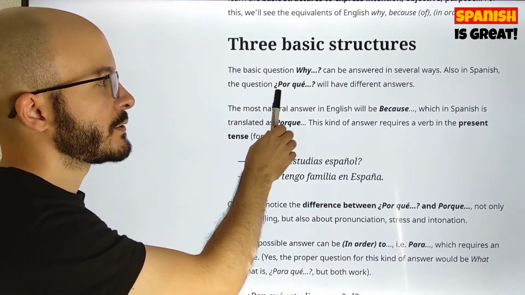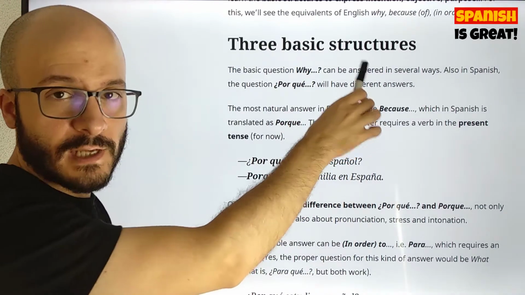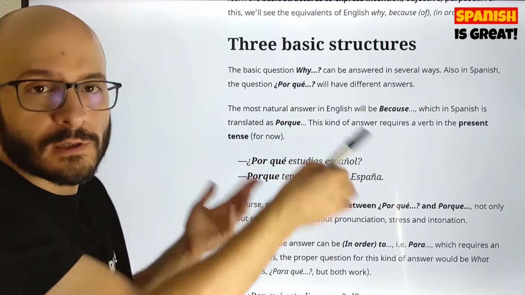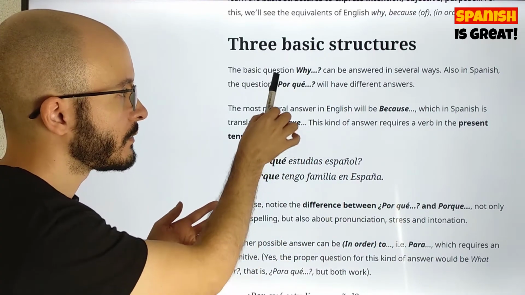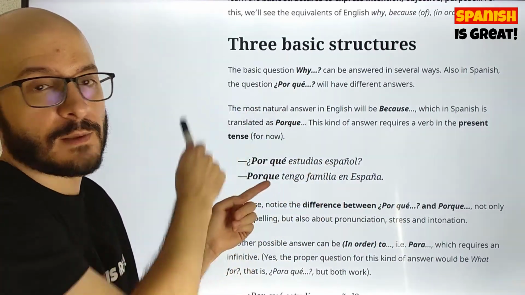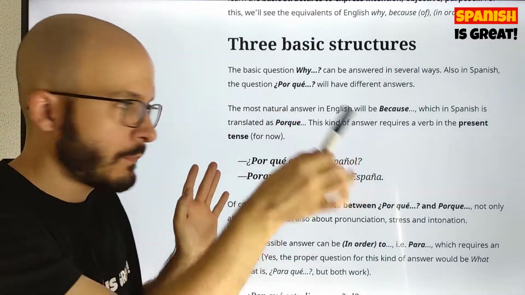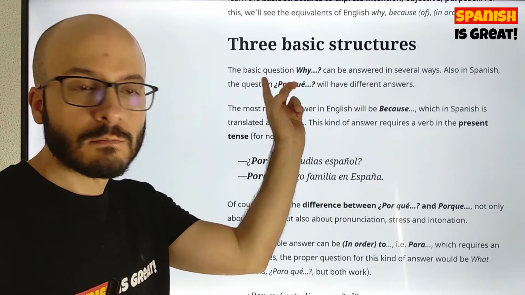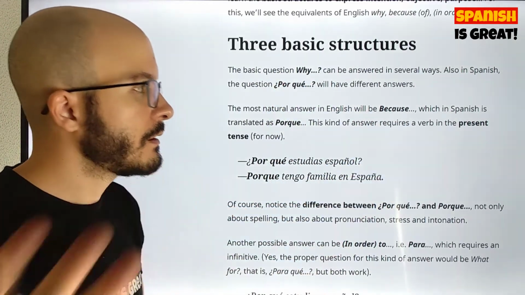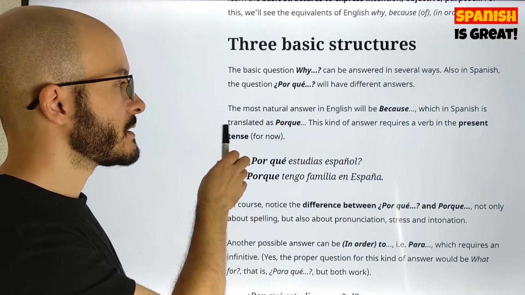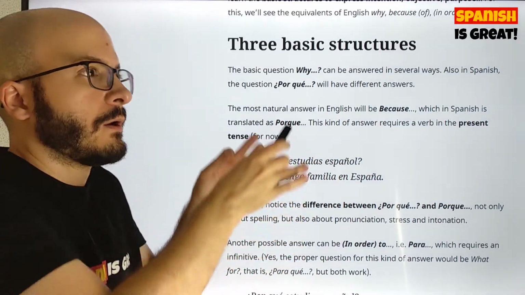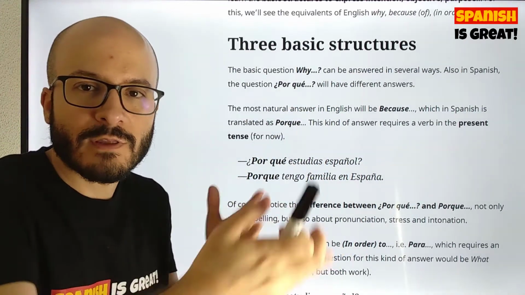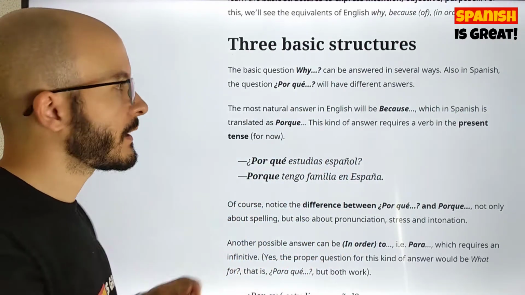Also in Spanish, the question ¿por qué? will have different answers. So we see why, ¿por qué? We have two words in Spanish, and of course, a question mark at the beginning, no? Why, ¿por qué? The most natural answer in English will be because, whatever, which in Spanish is translated as porque. Now you might be saying, oh my god, why do you answer with the same thing? Actually, it's not the same thing, okay?